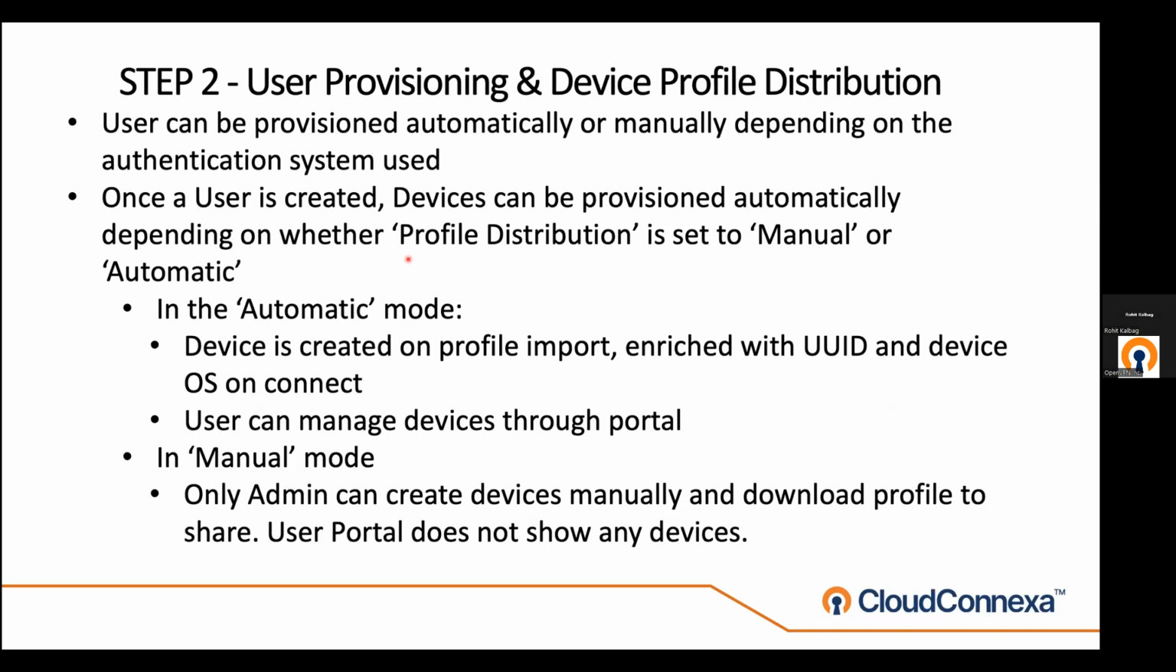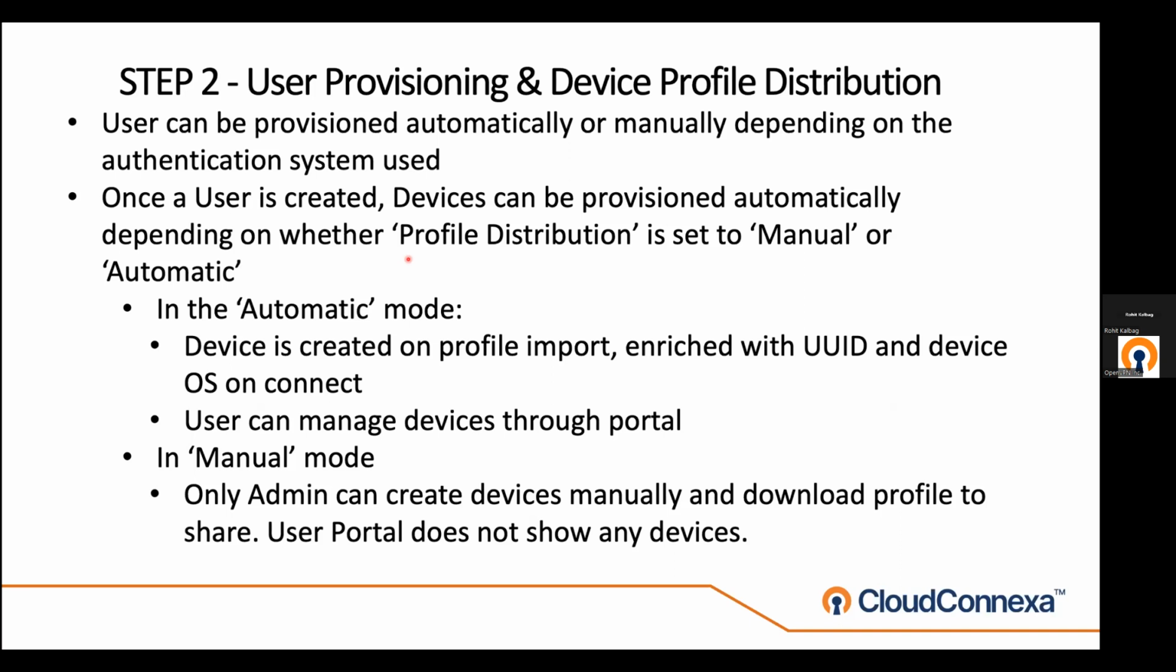Like I mentioned earlier, let's say you restrict the user to only allow one device. And let's say the device on which they downloaded the profile and connected is now broken and they get a replacement. Then when they try to download the profile on the other device, it's not going to allow it because only one device is allowed. But because it's automatic mode, the user can go to the user portal, delete that broken device, and then download the profile, and automatically the new device will be created. So users can manage their devices through the portal.